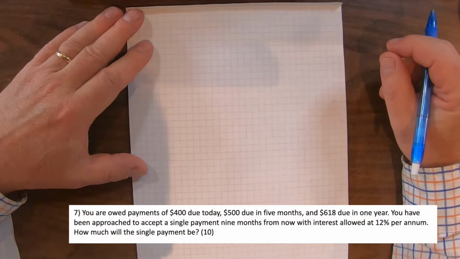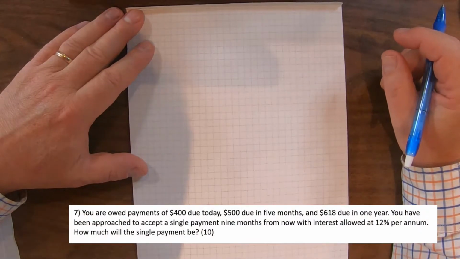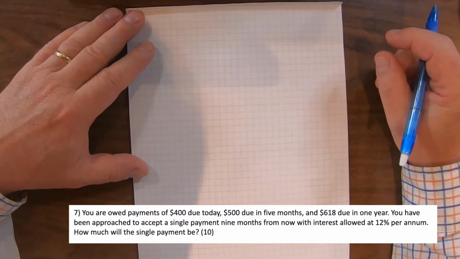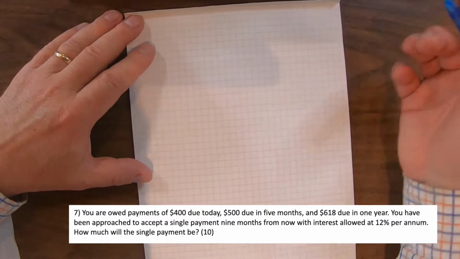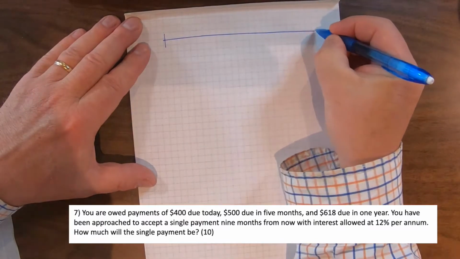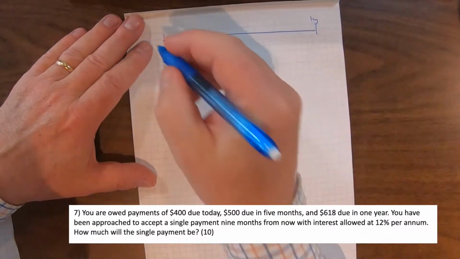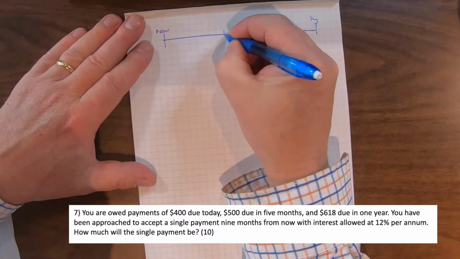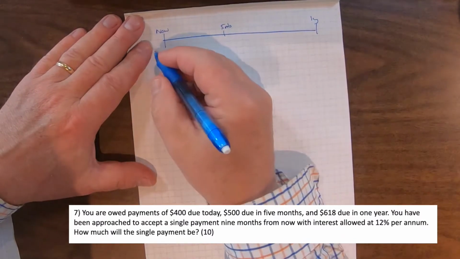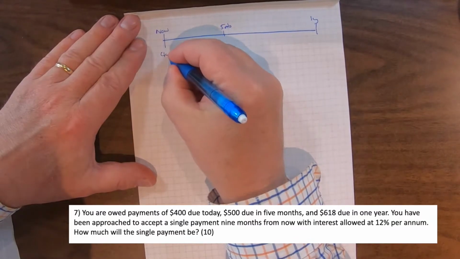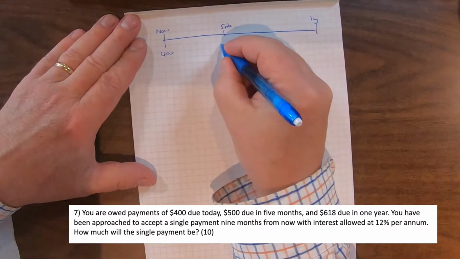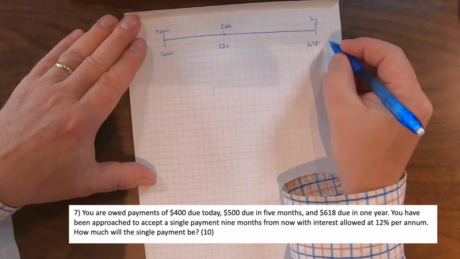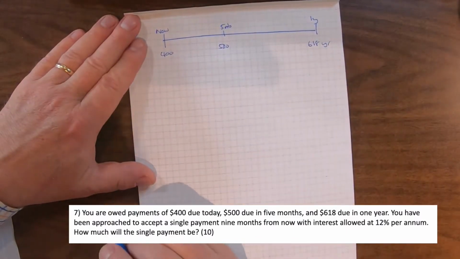You are owed payments of $400 today, $500 in 5 months, and $618 due in 1 year. Let's draw a little timeline for that. Today, 5 months, and 1 year from now. Okay, so let's look at the amounts again. There's 400 due now, there's 500 due in 5 months, and there's 618 in 1 year. So that's the basic scenario set up.